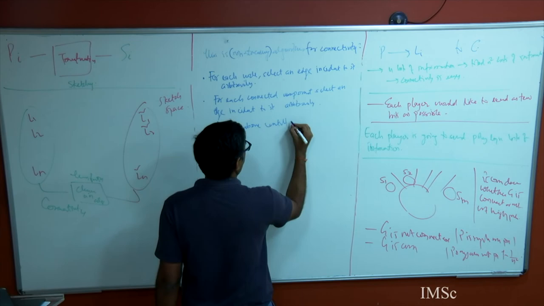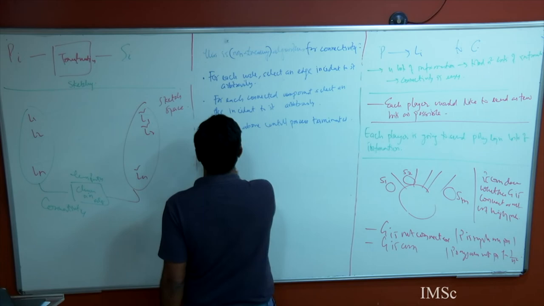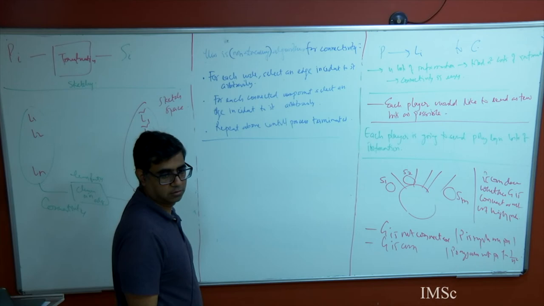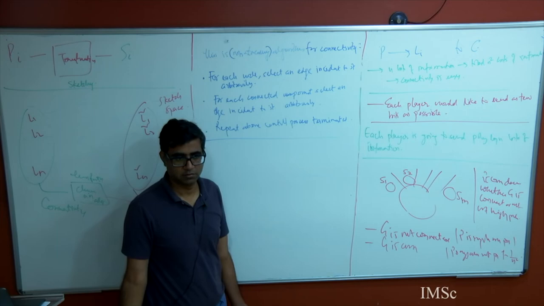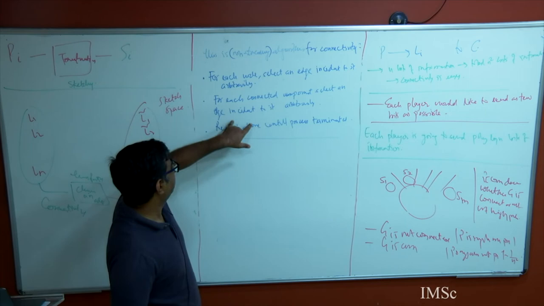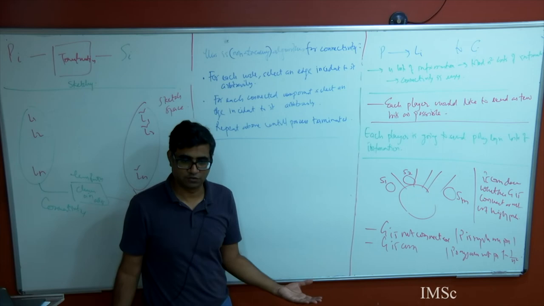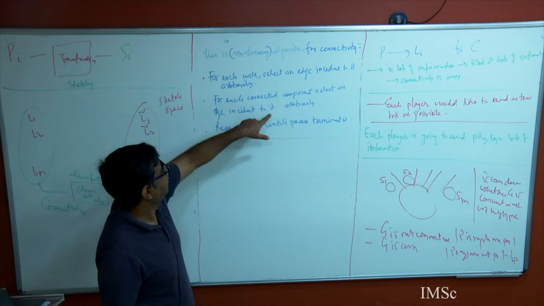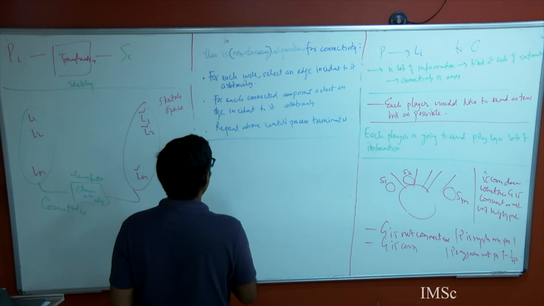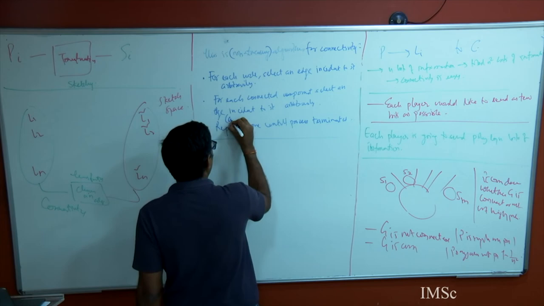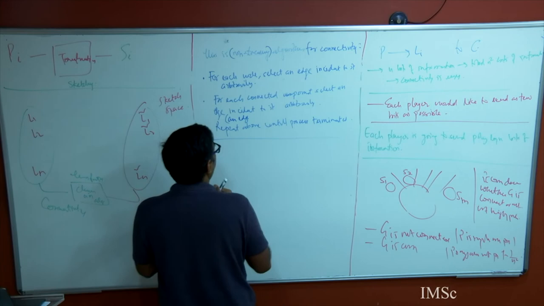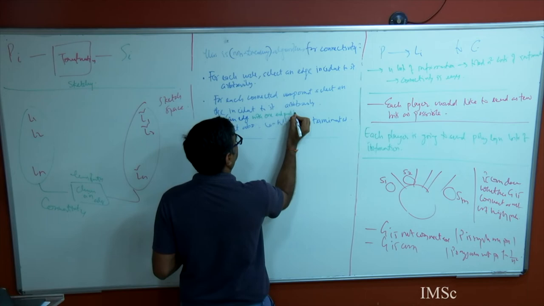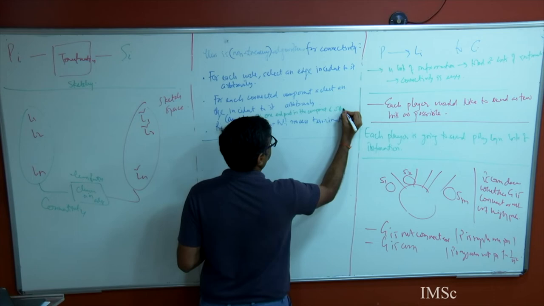And when will the process terminate? Tell me, when will it terminate? Or you have got connected components. For each connected component, select an edge; this fails means for any connected component at this point of time, I am not able to select any edge. So basically you have got a connected component. Select an edge incident to it, I said. A component, select an edge incident to it, meaning an edge with one endpoint in the component and the other outside, right? This is it.